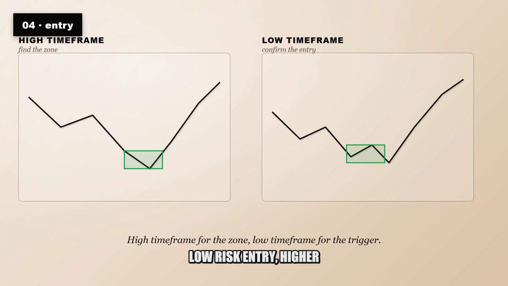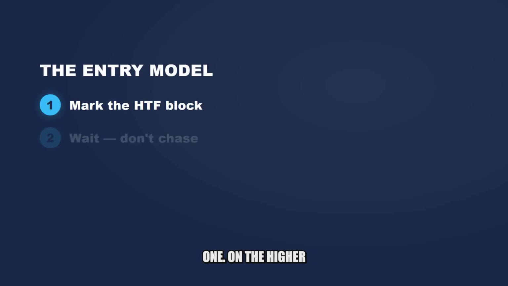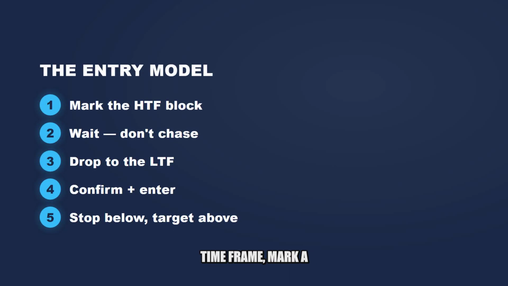For a precise low-risk entry, higher time frame for the zone, lower time frame for the trigger. Step 1. On the higher time frame, mark a bullish order block that passed all 4 checks. Sweep below, break of structure up, unmitigated, sitting in discount.